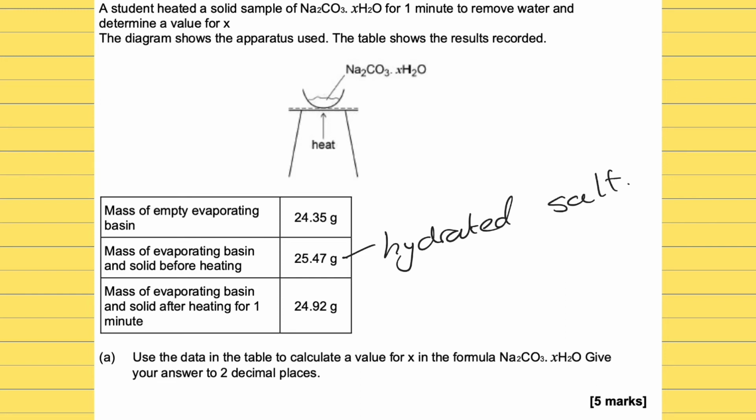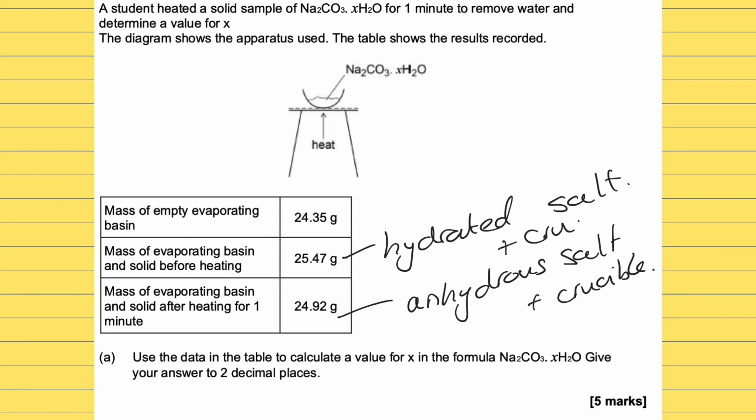And then we've got the mass of evaporating basin and solid after heating for 1 minute, so this is the mass of the anhydrous salt plus the crucible in that case as well. So obviously to work that out we need to take off the mass of the crucible. Use the data in the table to calculate a value for X in the formula Na2CO3.xH2O. Give your answer to 2 decimal places and that's worth 5 marks.